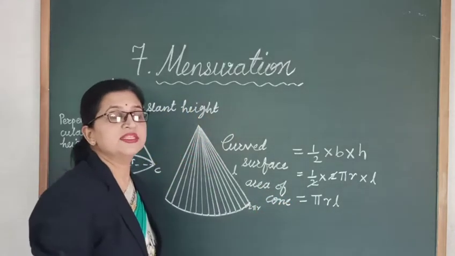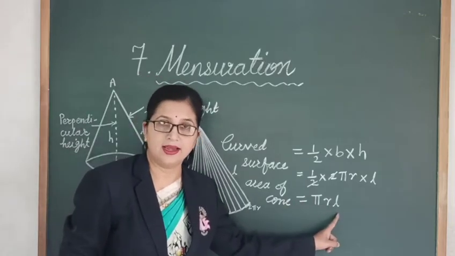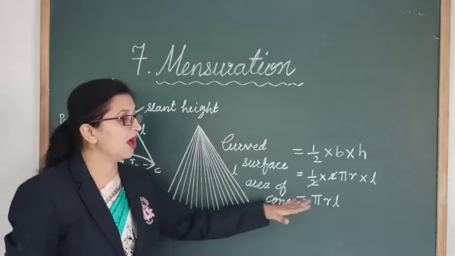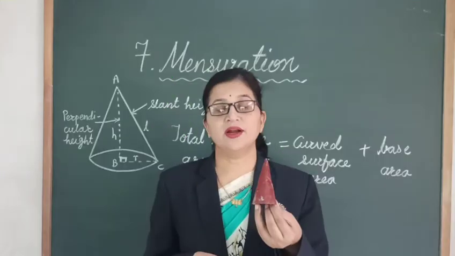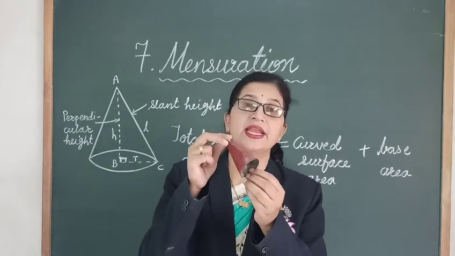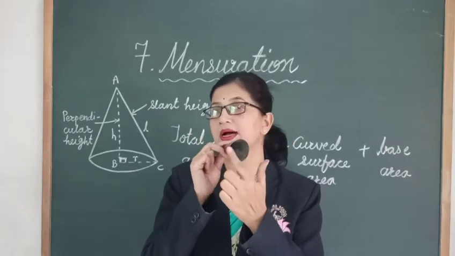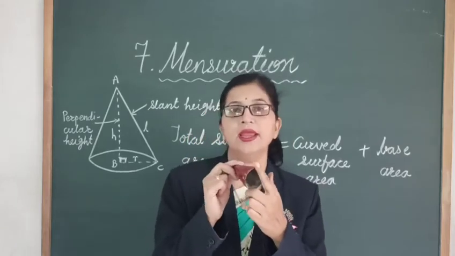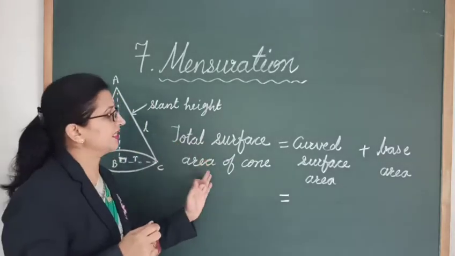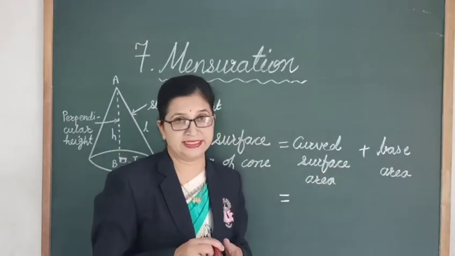Okay, so curved surface area of cone is equal to pi r L. I hope it's clear to you how the formula came. Let's find out the total surface area of cone. Total surface area of cone is equal to curved surface area plus base area.